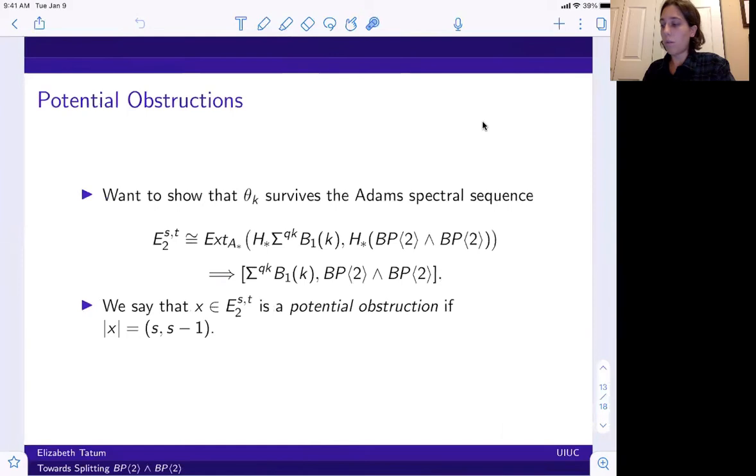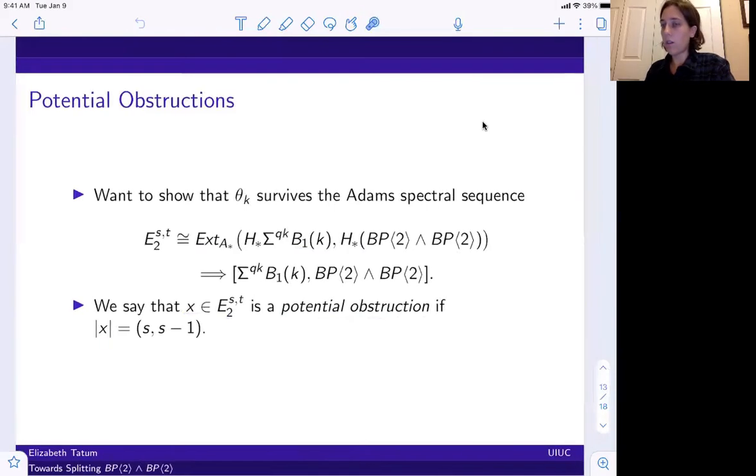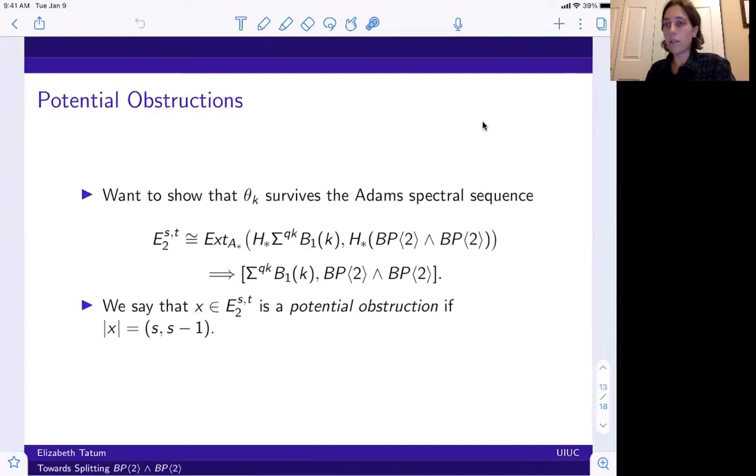One way to do that is to show that the map theta k for each k survives this atom spectral sequence that lifts that homology map to a map of spectra. So we'll say that a class in the E2 page of the spectral sequence is a potential obstruction if it lives in a degree where a differential off theta k could hit it. So in order to show that theta k survives the spectral sequence, we need to show that none of the potential obstructions are actual obstructions.